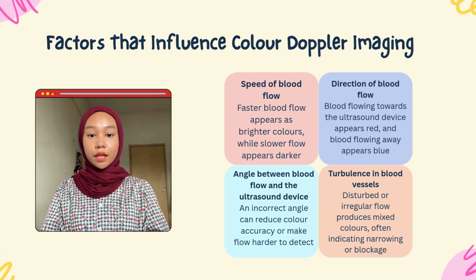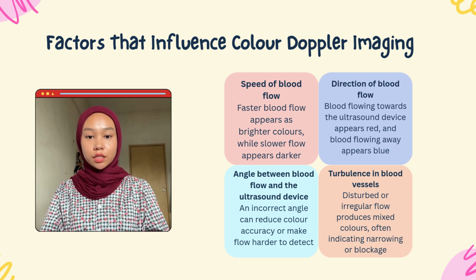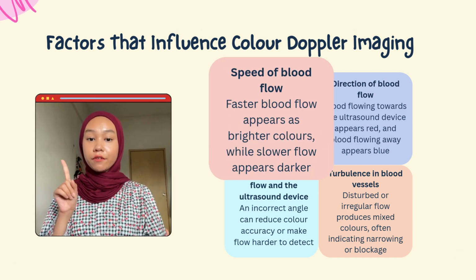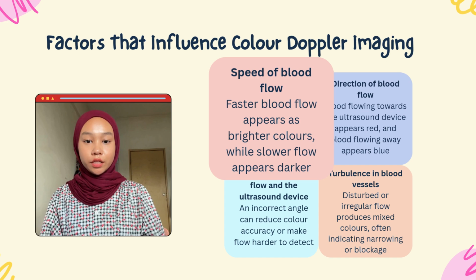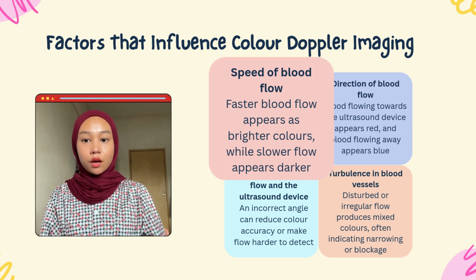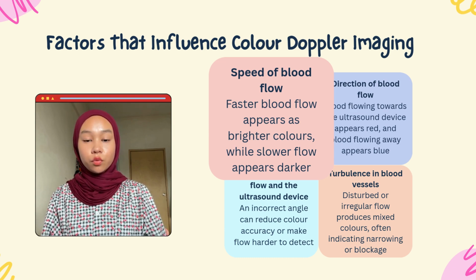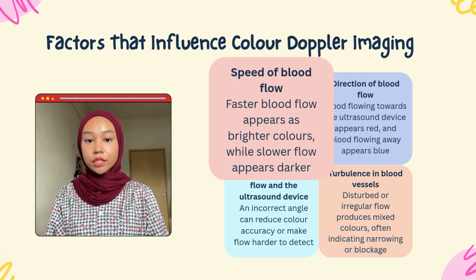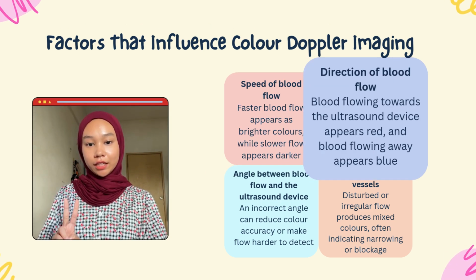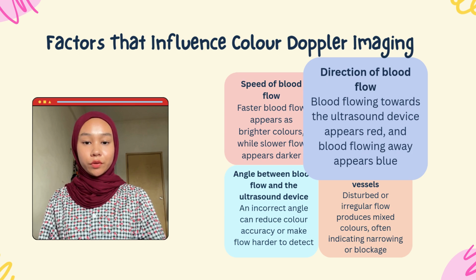Next, I will explain what causes the color to change in color Doppler images. The first factor is the speed of the blood flow. When blood flow is faster, the shift will increase, and this results in brighter colors on the screen. The second factor is the direction of the blood flow.